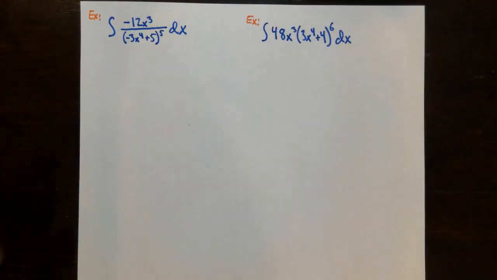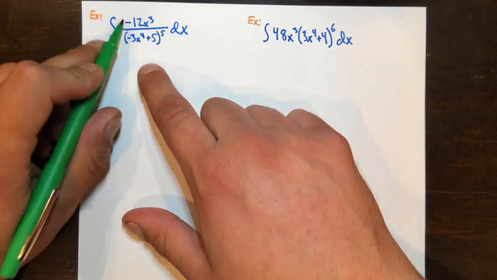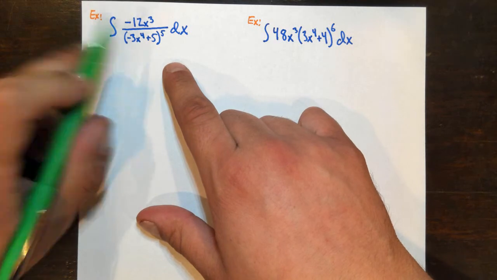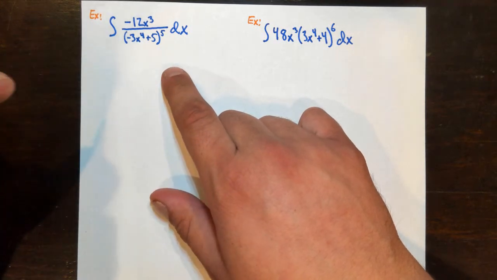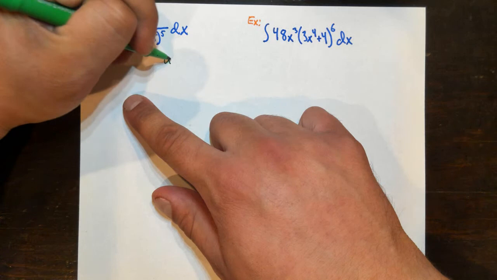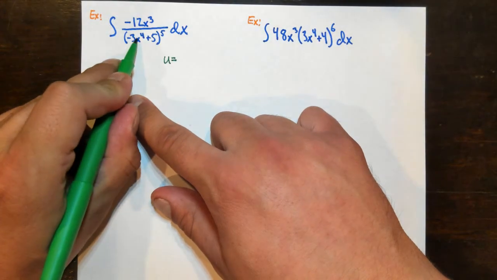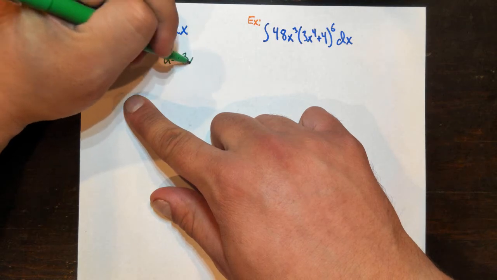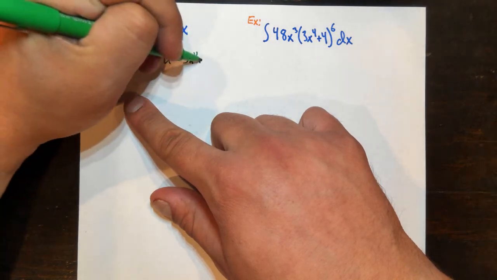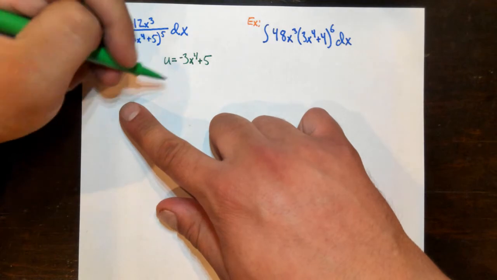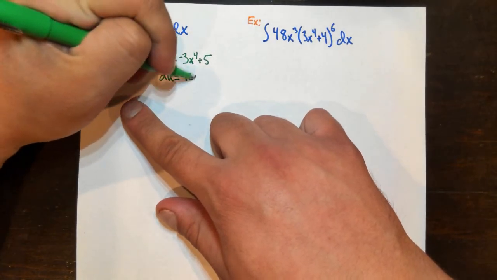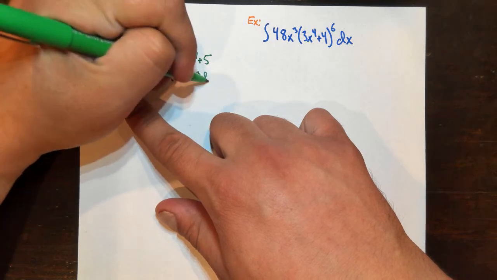All right, so here we have a fraction now. And I'm going to utilize negative exponents in a little bit, so keep that in mind. Let's find our u first. Our u, in this case, is going to be this thing on the inside. So it's going to be negative 3x to the 4th plus 5. And our du, just take the derivative of that, is negative 12x cubed dx.